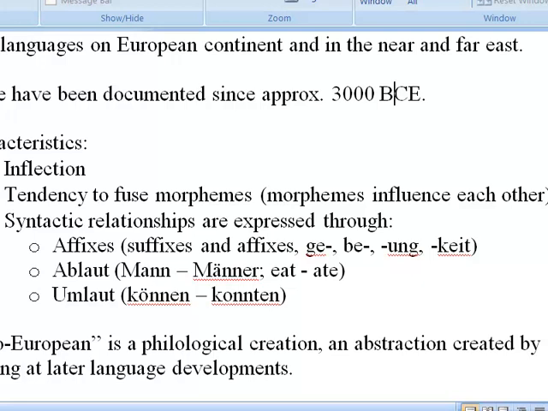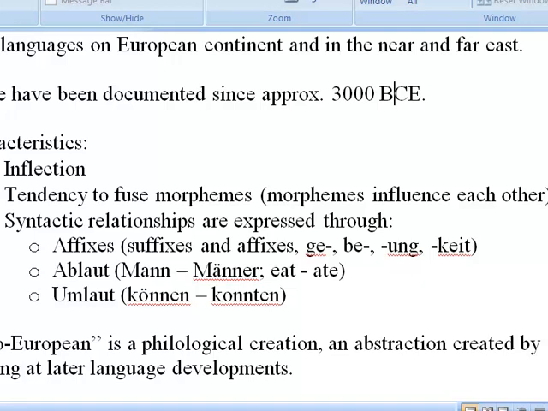One is inflection, so the endings of the words change for the verb persons, like the plural versus singular, first versus second person. They also have a tendency to fuse morphemes, so the sounds of one morpheme, which is one syllable, so to say, in a word, can influence each other and change each other. And they also have a number of ways of expressing syntactic relationships through different affixes, such as suffixes or prefixes. There's a lot of those in German. There's a lot of them in English too, like -ing.